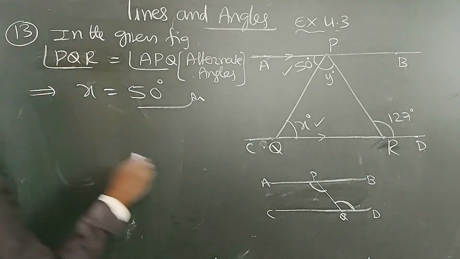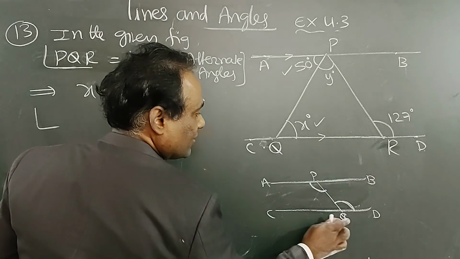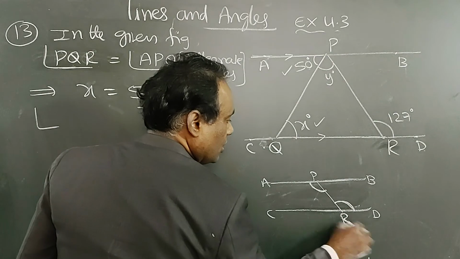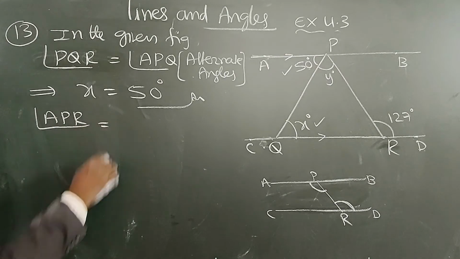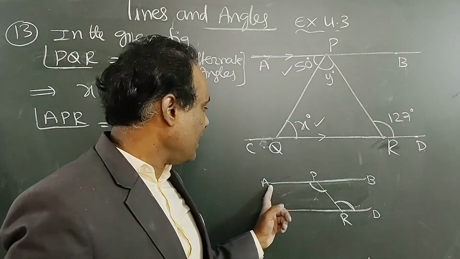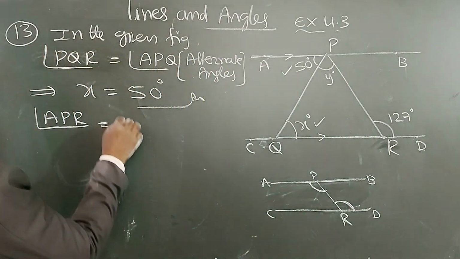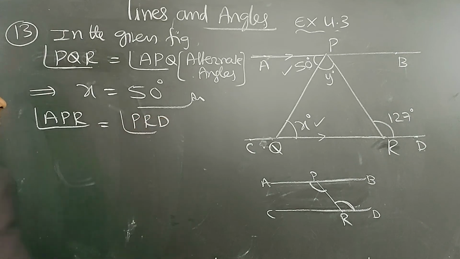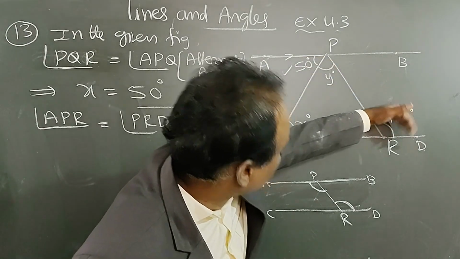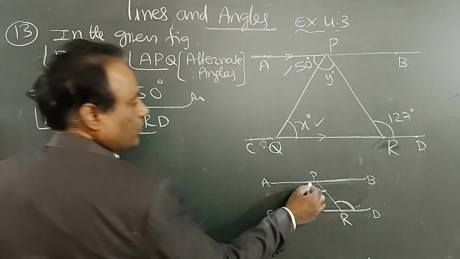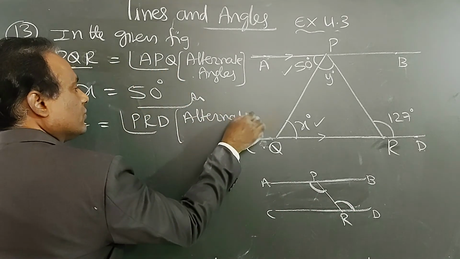So what is this angle? How can we call it? PR. This is R. So this is APR. See, students, angle APR is equal to angle PRD. This total angle is equal to this total angle. This and this are alternate angles. I explained it in this diagram separately. So the reason is alternate angles.